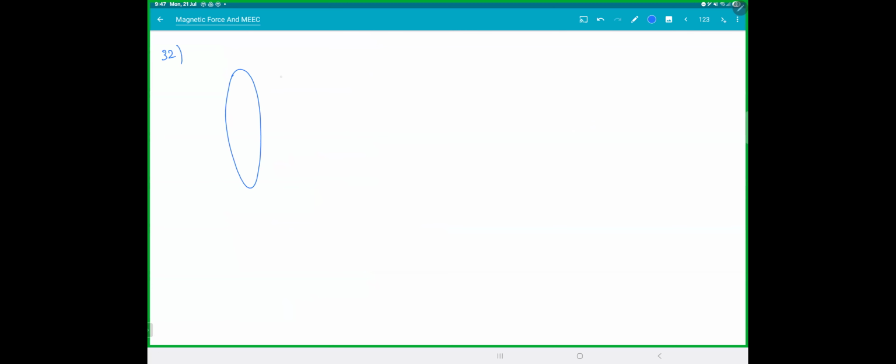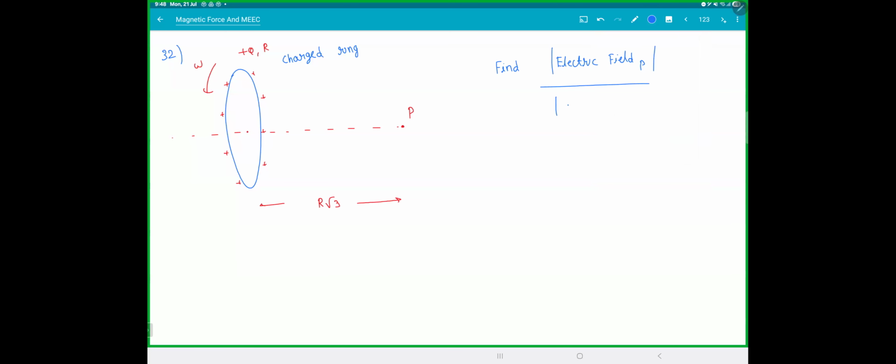We have a charged ring, plus Q and radius R, rotating with omega. On the axis, at a distance of R root 3, there is a point P. Find the ratio of electric field by magnetic field at point P.